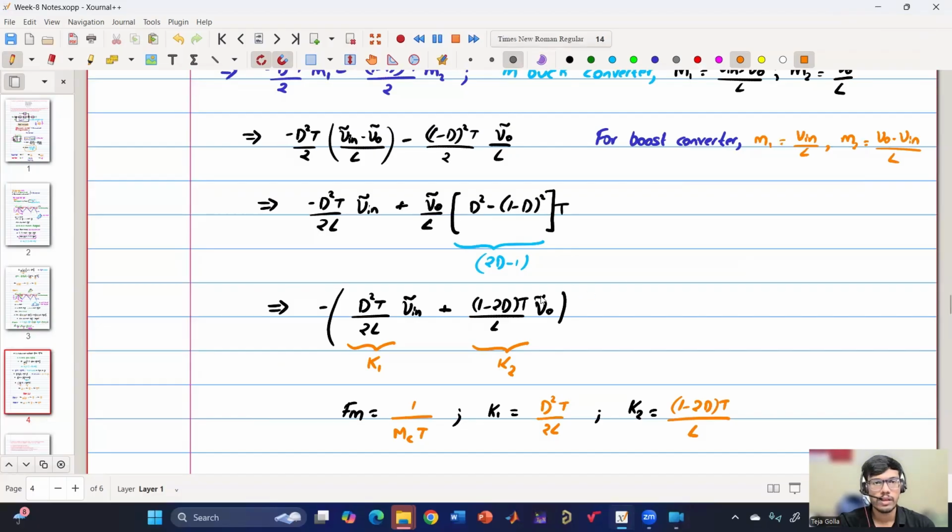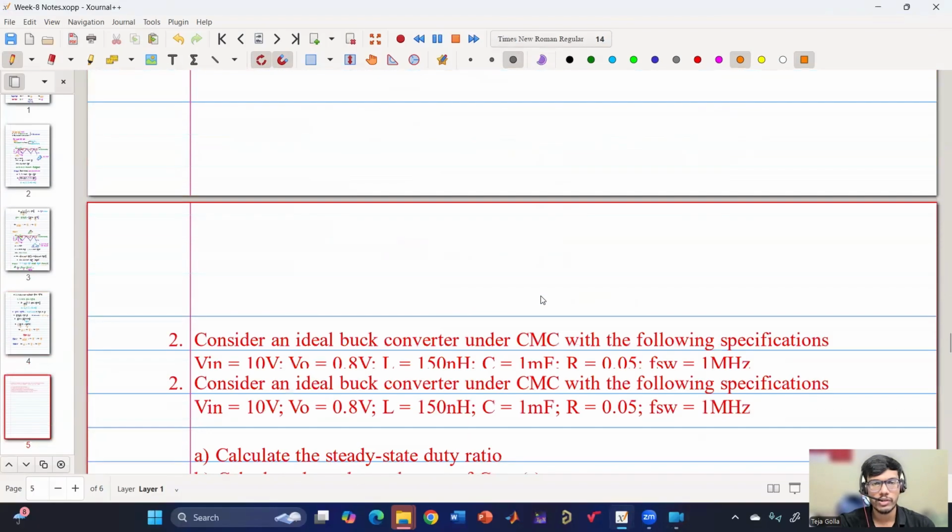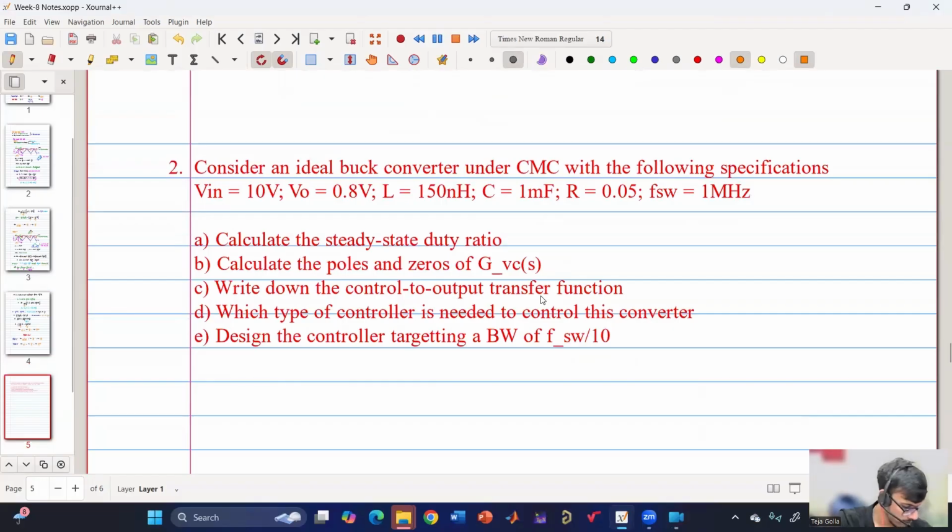So if you have any doubts till this point, you can ask. Else we'll solve a couple of problems quickly. Okay. So if you don't have any questions, then we'll quickly solve design problems.